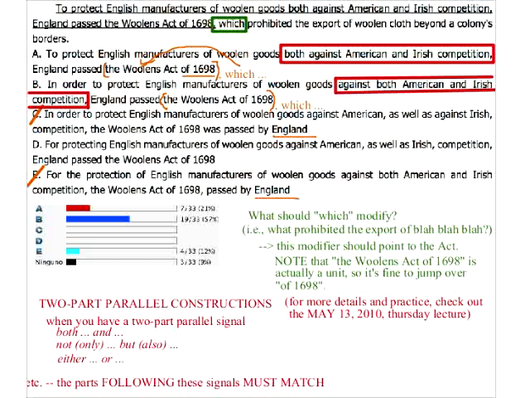This is enough to resolve the difference between these two choices, because if you say both against American and Irish, that doesn't work. So let's take a look. A and B. The construction here is both X and Y. So that's both and that's both. And people who are marking on the board, please don't.